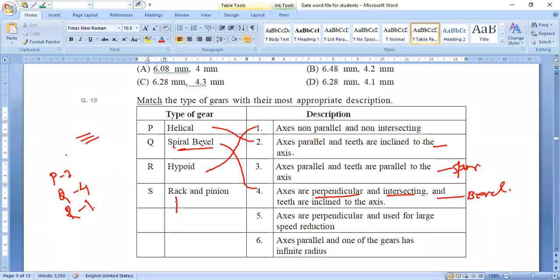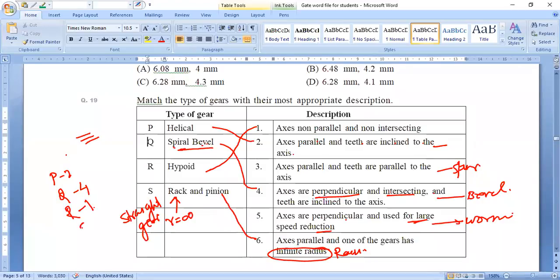Rack and pinion. The radius of the rack is infinite. It is a straight gear. So radius is infinite. So axes are perpendicular and used for large speed reduction. For large speed reduction, the gear used is worm, and worm is not an option here on the left side. So axis parallel and one of the gears is infinite radius. Yes. So infinite radius means it is a rack. So this option is best matched with 6. So S with 6. Okay.